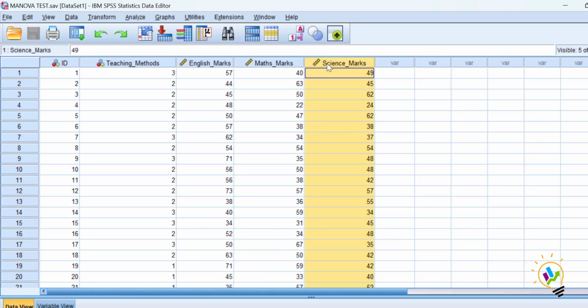And you need to understand that when we do this MANOVA, we have more than one dependent variable. If you have only one dependent variable, we are going to do ANOVA. If you have more than one dependent variable, we are going to do MANOVA. And the dependent variable is scale data. If it is nominal data or ordinal data, we must not do MANOVA. If it is scale data only, we need to do MANOVA. So we have three dependent variables and one independent variable. Now let's start the analysis process.